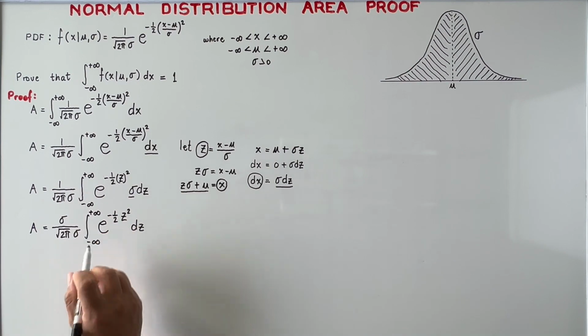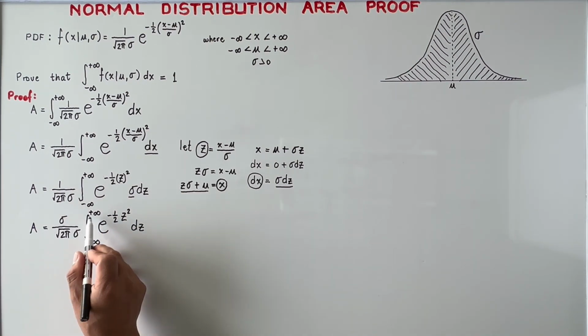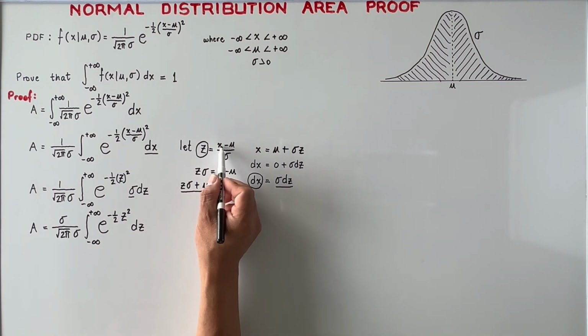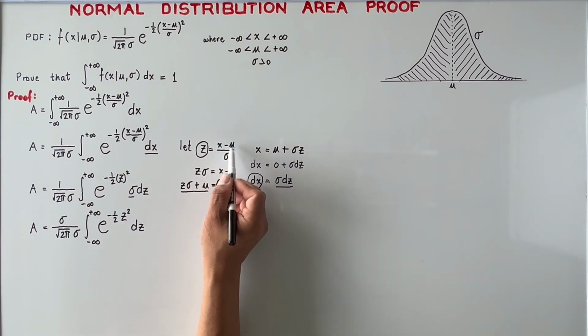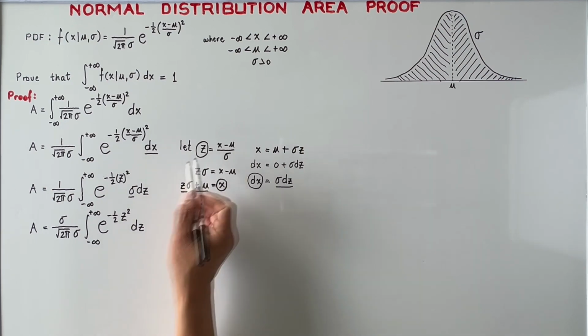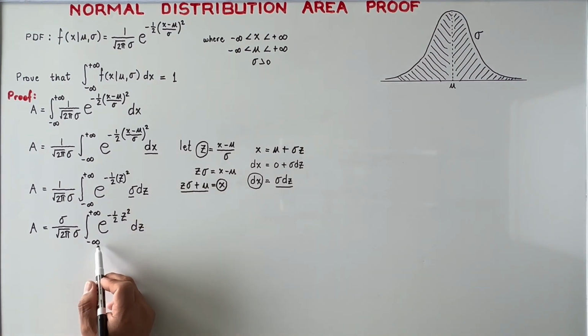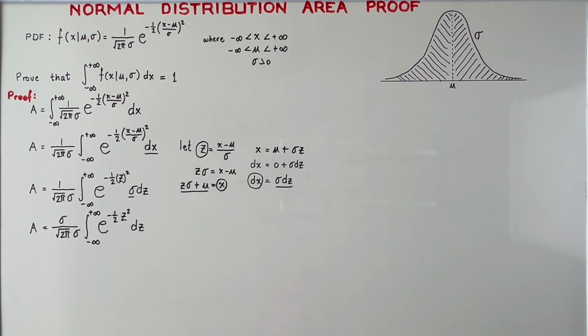Our limits of integration do not change because when our x is infinity, whatever your mu and sigma are, with sigma positive, the z is just an infinity. So our limits do not change even if we change our variable of integration to z.